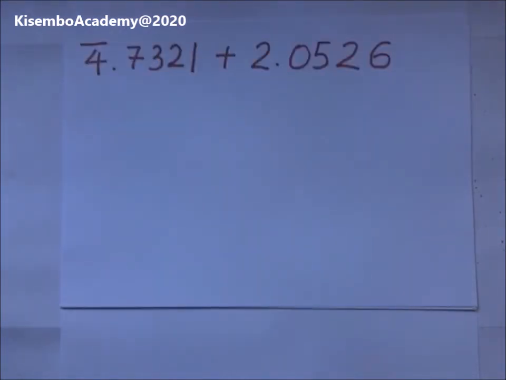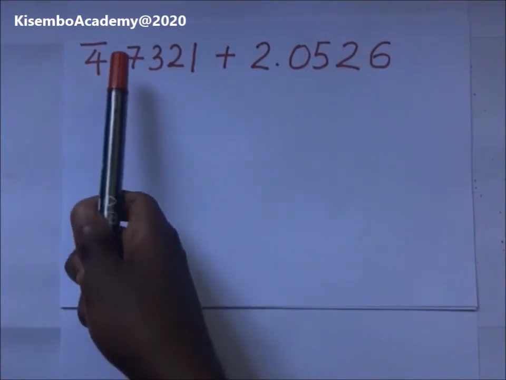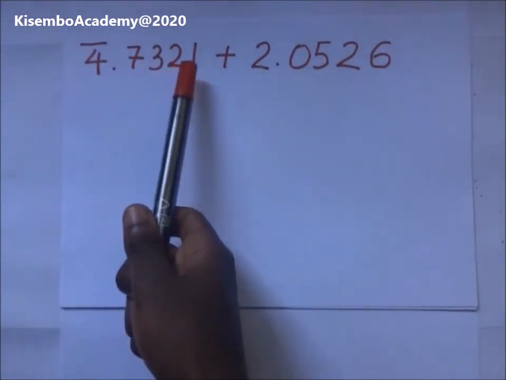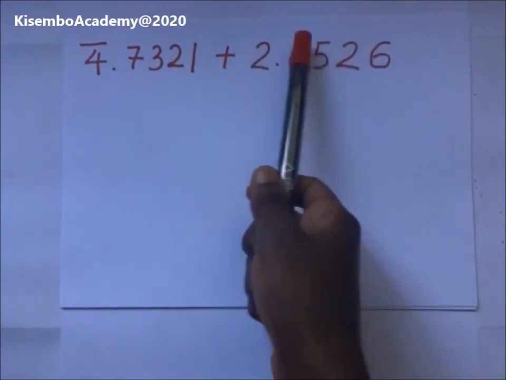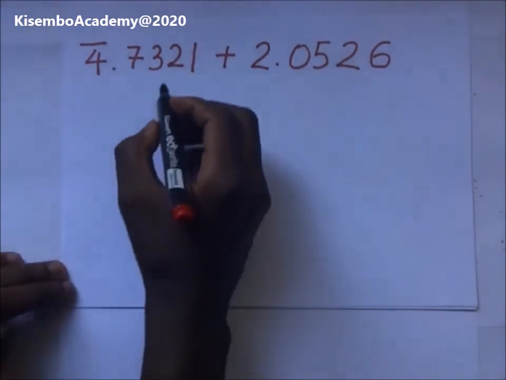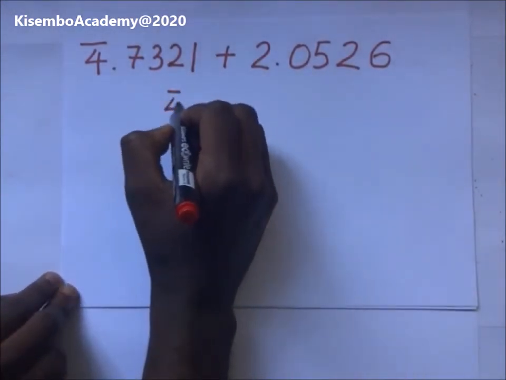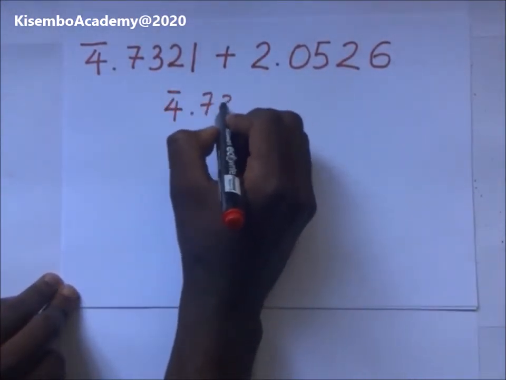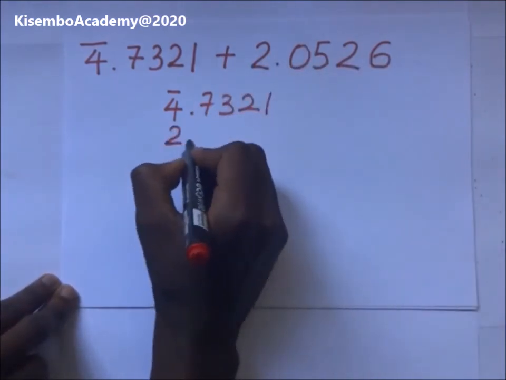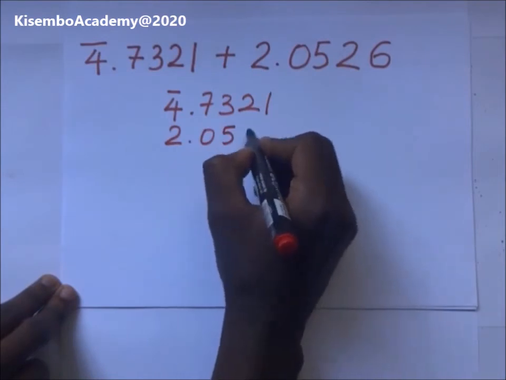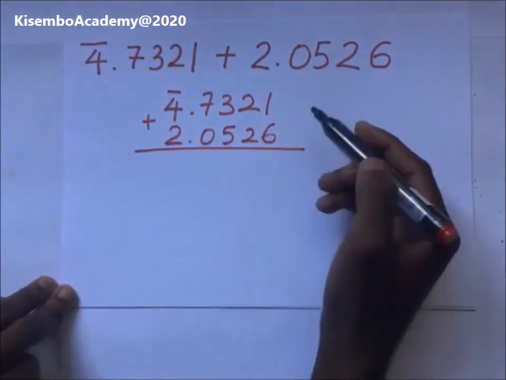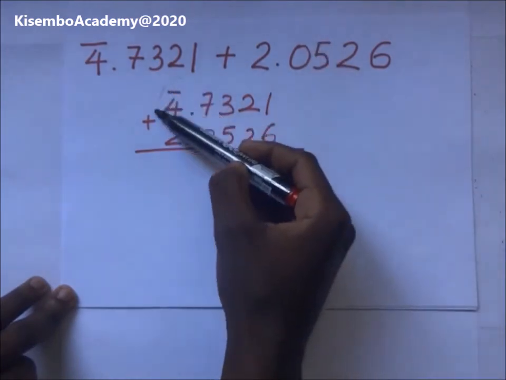Let's look at this example. This is a logarithm with a characteristic 4 bar 0.7321 and this, and we are being asked to add them. So how do we add these? It's simple. We simply say that 0.7321, to add this, it becomes 2.0526. When you add those two, you're going to add the mantissa.